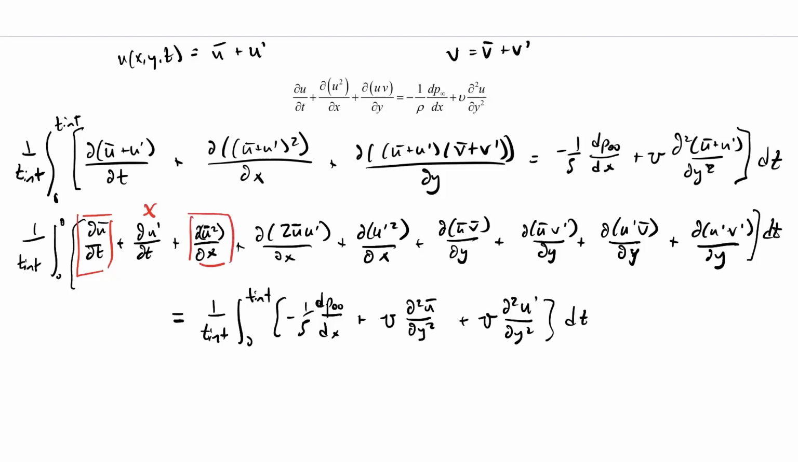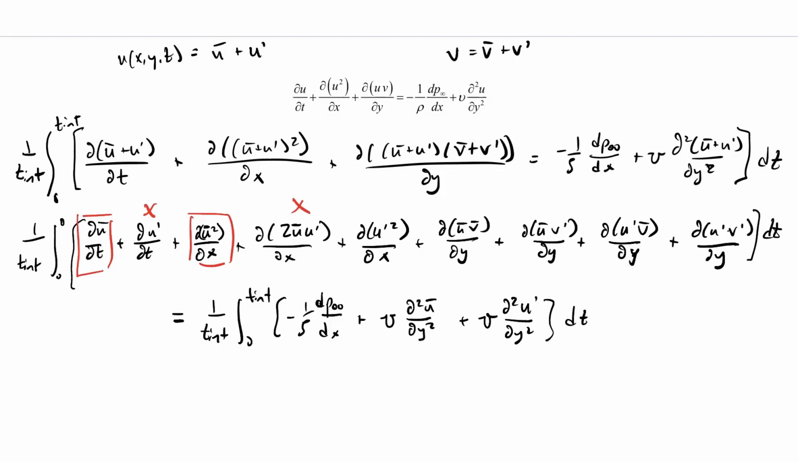What about u bar times u prime? So 2 times u bar times u prime. Okay, so we have u bar, that's constant. You have u prime that's varying around zero. So we integrate that. A constant times something that's varying about zero should go away. So this one goes away too. Okay, progress. We're starting to make it through this.